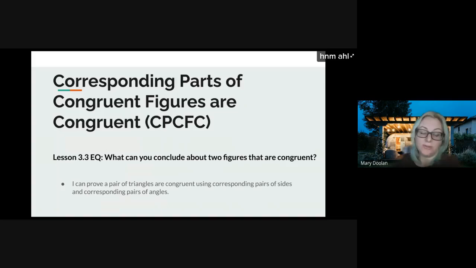Your EQ for this lesson specifically is: what can you conclude about two figures that are congruent? And we have one I can statement. I can prove a pair of triangles are congruent using corresponding pairs of sides and corresponding pairs of angles.